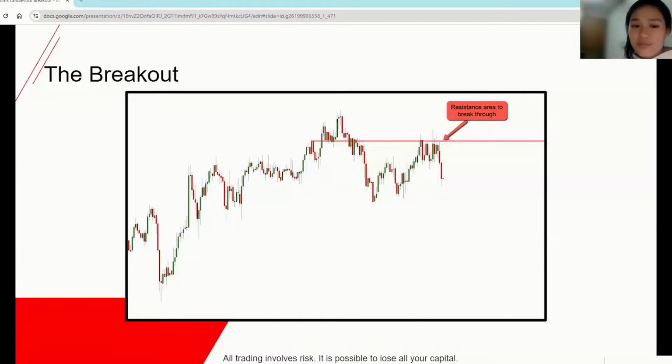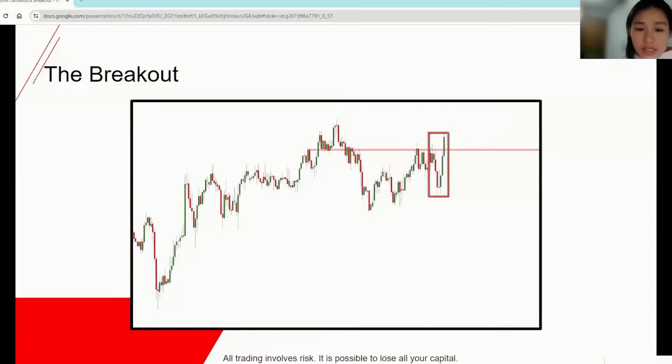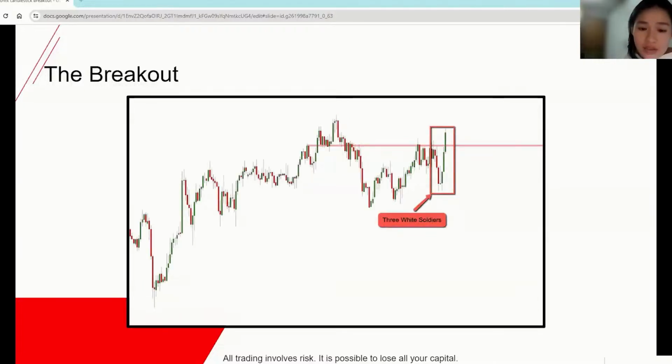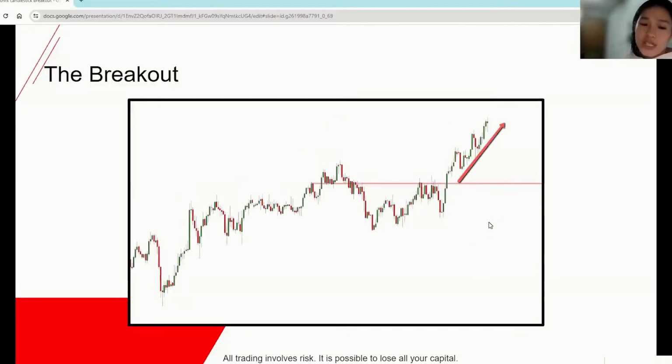And here we actually see this formation again, with price breaking out of that huge resistance area. So that is the breakout that we're referring to here. The formation that we see here is the three white soldiers. I'm expecting prices to continue to move upwards since there is a breakout already and there is also this formation here. You can see that's exactly what happened here as well.